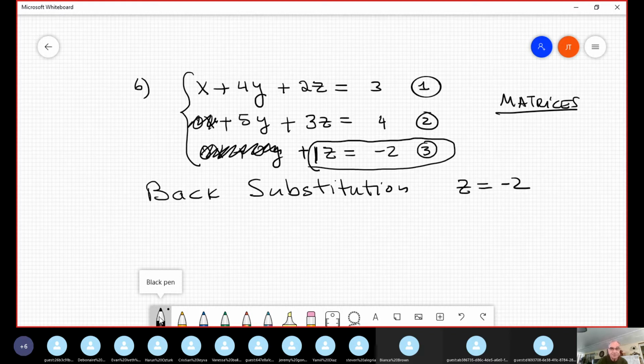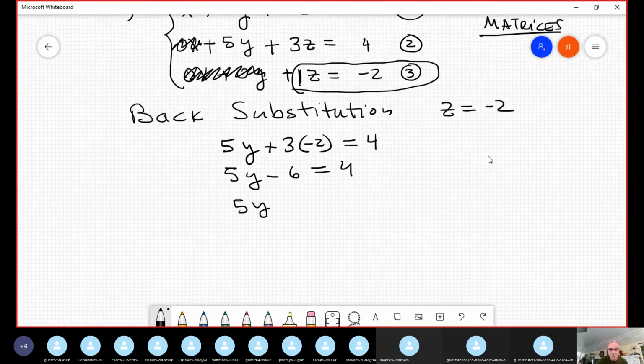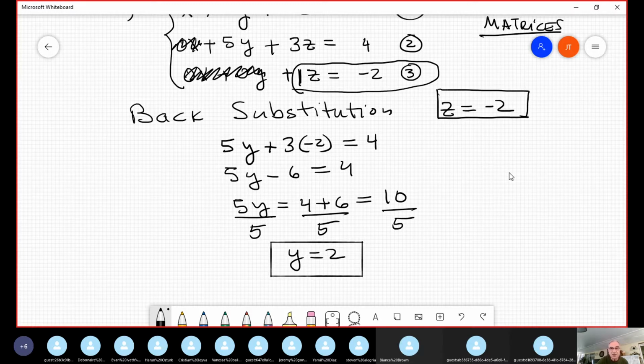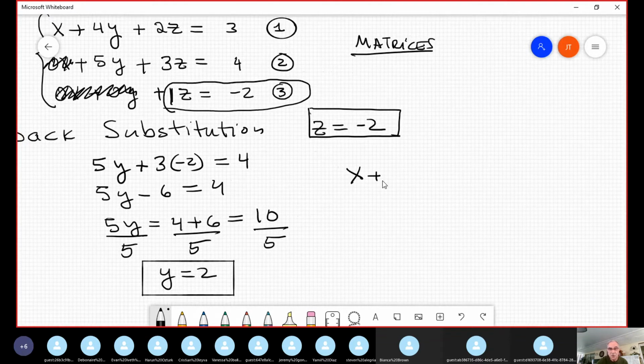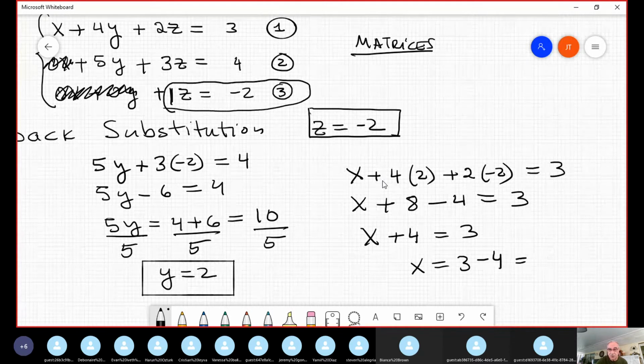Okay, entonces 5y plus 3 times z, which is negative 2, is equal to 4. Entonces 5y minus 6 equals 4. 5y is equal to 4 plus 6, divided by 5 because I want to isolate y. y is 2. Now z is negative 2, y is positive 2, and for x I take the first equation: x plus 4 times y, but y is 2, plus 2 times negative 2, should be 3. x plus 8 minus 4 equals 3. x plus 4 equals 3. x is equal to 3 minus 4, negative 1.